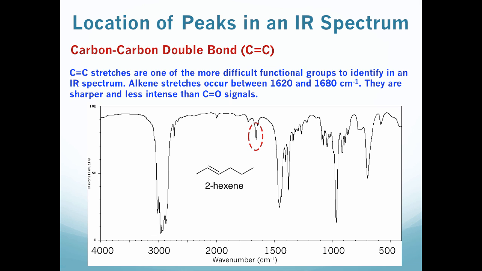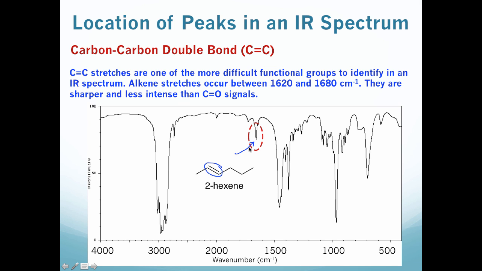Now if we look at the carbon-carbon double bonds, they're going to show up in a similar region to carbon-oxygen double bonds, but the main difference is they're not nearly as intense as those carbonyl stretches that we saw earlier. In general, your carbon-carbon double bond stretches occur between 1620 and 1680 wave numbers. And here we're going to look at the stretch for 2-hexene. This stretch corresponds to the carbon double bond carbon. And you can see it right here.